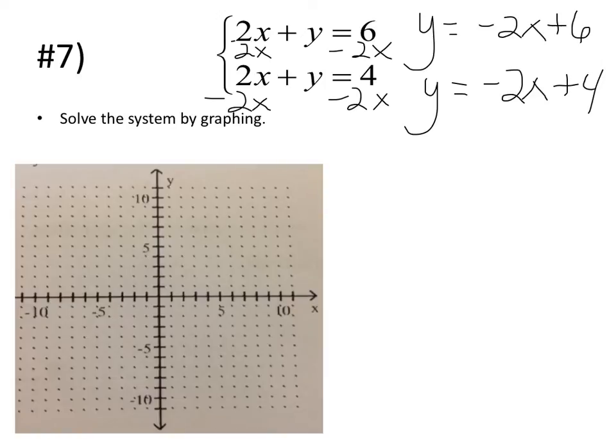So we should be able to tell what the answer is right here. I've got two different y-intercepts, same slope. So what does that tell you? That you're going to have parallel lines. But let's go ahead and pretend we didn't notice that.